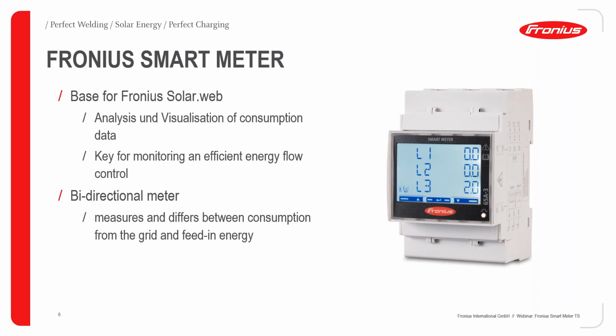And with the Fronius Smart Meter installed at the feed-in point, for example, of this household, we have a clear overview of the whole energy flow. So where do we have feed-in, where do we have consumption, how high is the consumption, and so on. So it's a clear visualization for the customer. And by bidirectional, we mean it measures and differentiates between both the consumption and the feed-in into the grid. So it can differentiate and then send the data accordingly to the Gen24 inverter or to the SNAP inverter, and is then going online onto Fronius SOLAR.WEB.